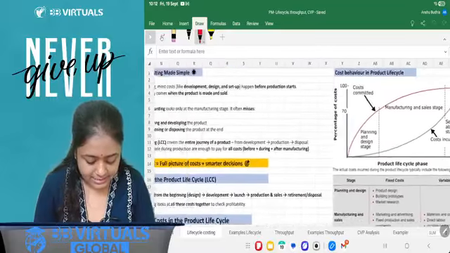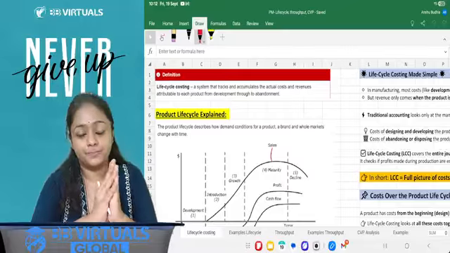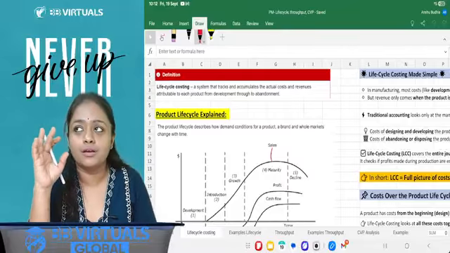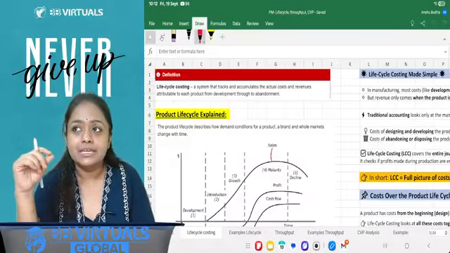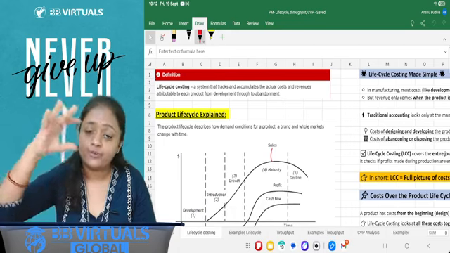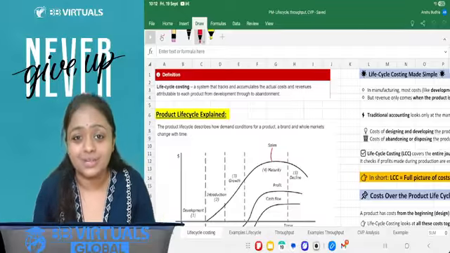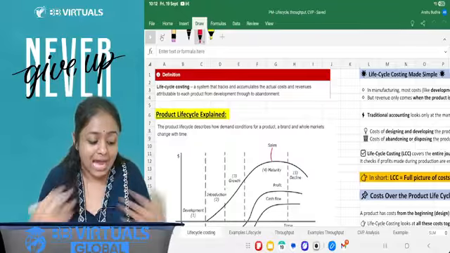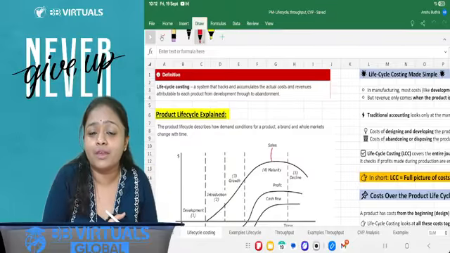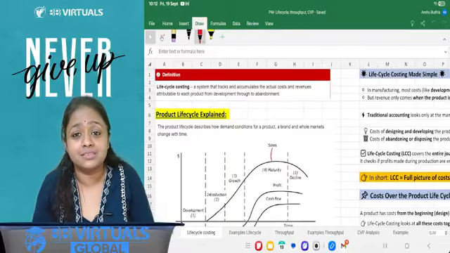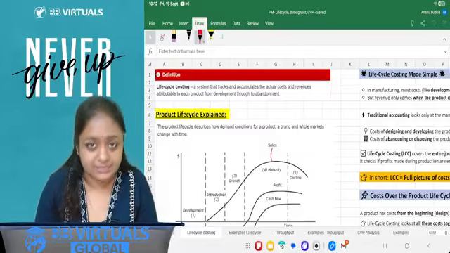Okay, let's understand a very interesting topic, which is life cycle costing. I'm sure you all know the basic concept that life cycle means right from the start of the product's life and going till the end of the product's life. If I talk about our lives, then what is our life cycle? Our life cycle is from the day when we are born to the day the person leaves the world. Correct. So on the same lines, we have a product life cycle also.